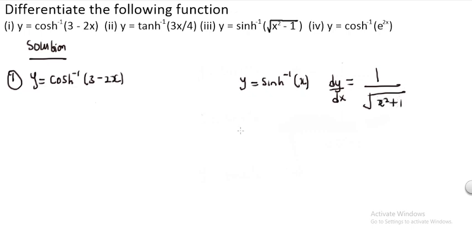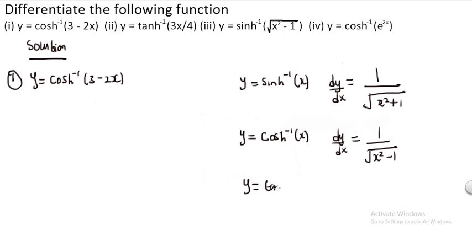The second one is, say you are looking for cosh inverse of x. If you find the derivative, it becomes dy/dx is equal to 1 over square root of x squared minus 1. Then for the third one, you have the inverse of a hyperbolic function of tan. The derivative is dy/dx is equal to 1 over 1 minus x squared. So these three relationships are very, very important to keep in mind.